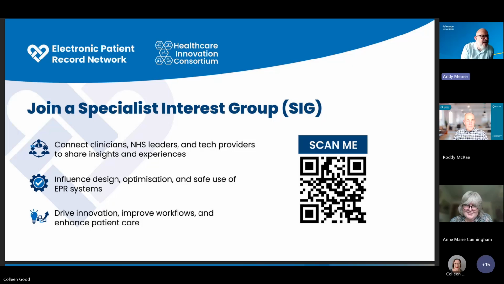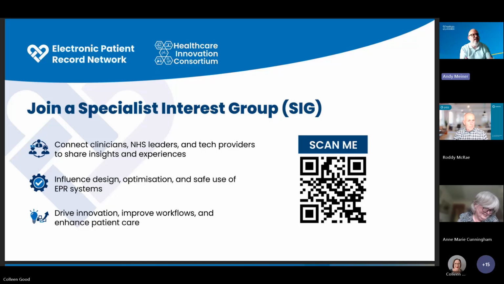Right. Okay. Electronic Patient Record Network. We run specialist interest groups. These are really interesting because this is where we bring the NHS into small groups. We have special interest groups on maternity and neonatal, paper to digital. We're going to start a pharmacy one. We're starting a bed management, patient flow one. So we're going to be doing more of these special interest groups.